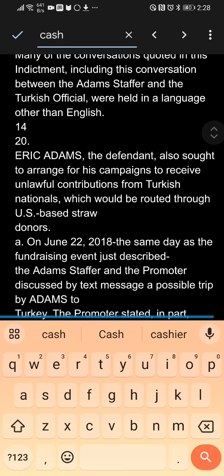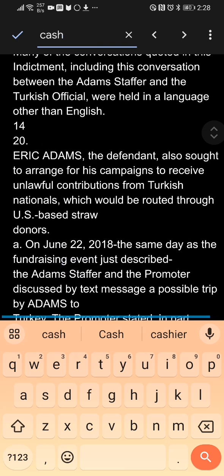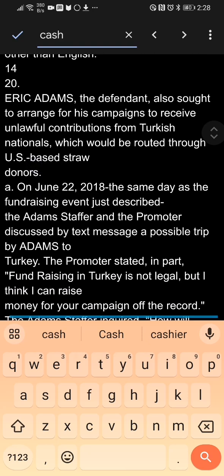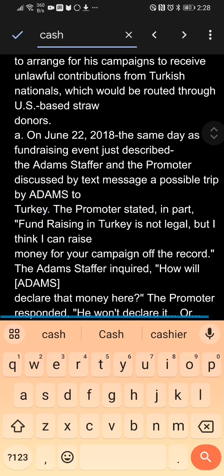The defendant also sought to arrange for his campaigns to receive unlawful contributions from Turkish nationals, which would be routed through U.S.-based straw donors. On June 22nd, 2018, the same day as the fundraising events just described, the Adams staffer and promoter discussed by text message a possible trip by Adams to Turkey. The promoter stated, in part, fundraising in Turkey is not legal, but I think I can raise money for your campaign off the record.